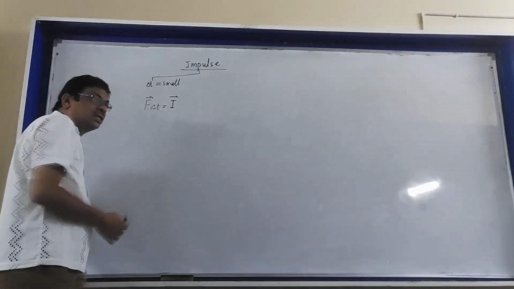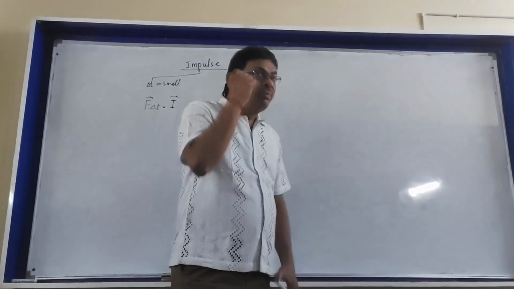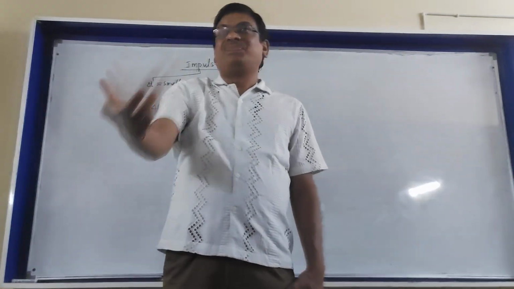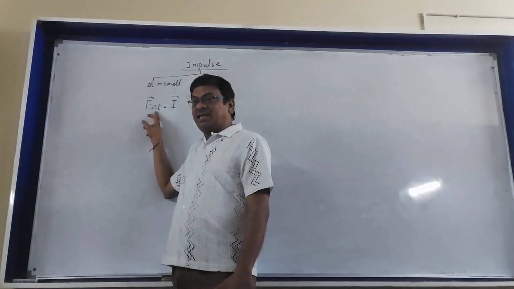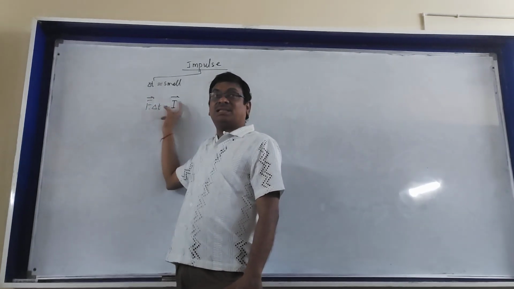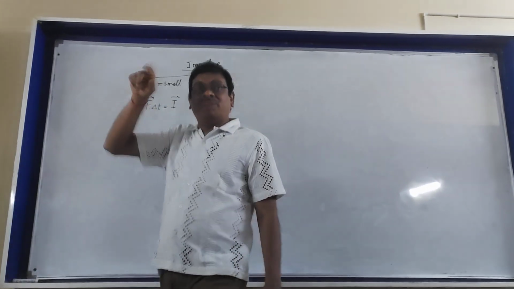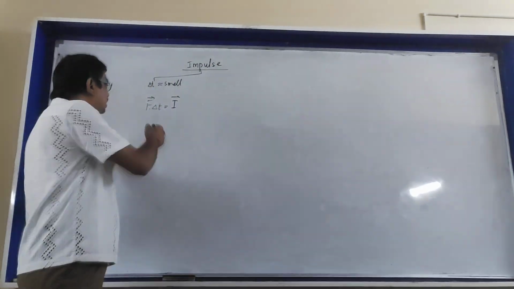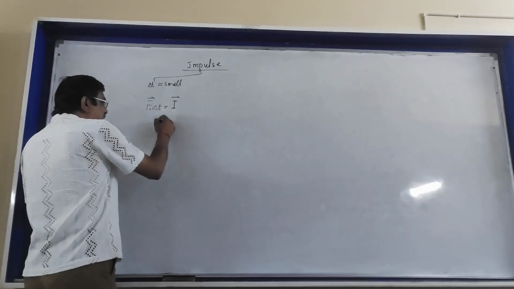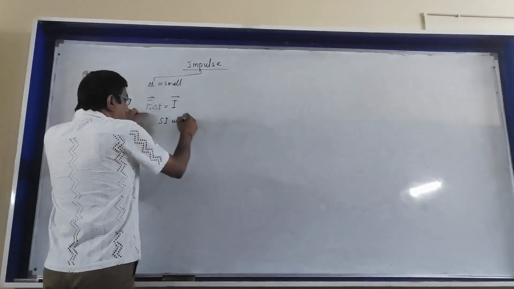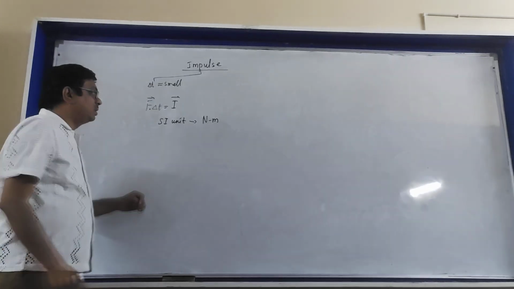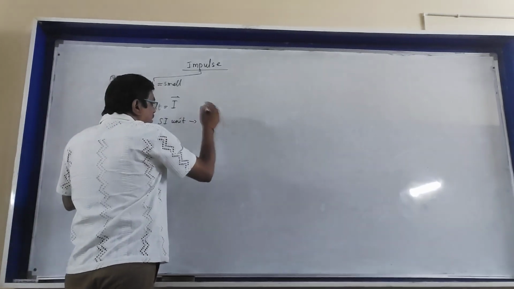Remember, force is a vector quantity, time interval is a scalar quantity. When you multiply a vector with a scalar, again you get a vector. And if the scalar is a positive scalar, then you get a vector in the same direction as the old vector. So impulse direction will be the same as the force vector. It is just a multiplication, F into delta t. So what about the SI unit? SI unit will be Newton second.